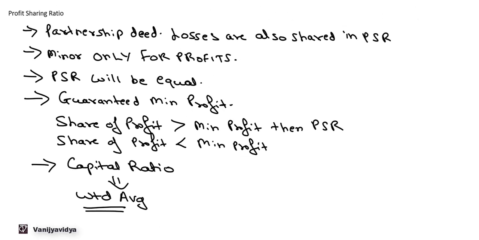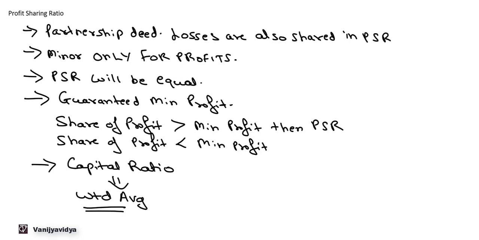So to summarize, profit sharing ratio, we are sharing it as per the partnership deed. Then losses are also shared in profit sharing ratio unless there is a specific provision in the partnership deed for sharing of the losses. Then in case of minor, only profits are shared, no loss is shared to the minor. The share of loss of the minor will be borne by the other partners.